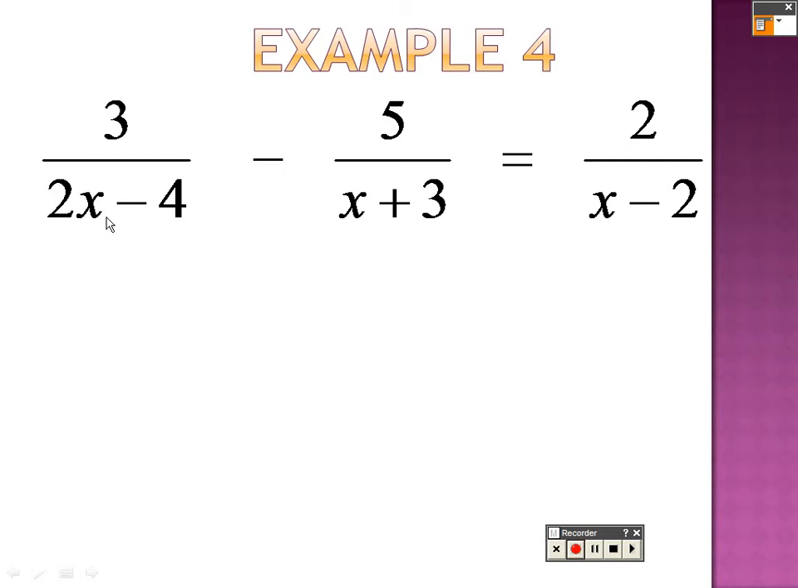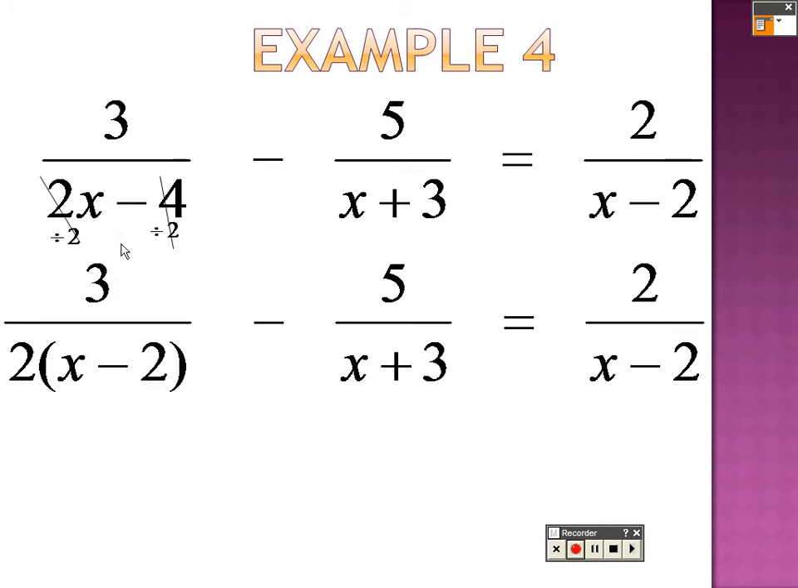This bottom, when I take a look at it, I can factor this. I can take a 2 out of it. So I take a 2 out of that. This is what I actually have. I have a 2 times x minus 2, an x plus 3, and an x minus 2 in the bottom. The reason why that helps is I notice that this one has an x minus 2 in it, this one does not, and this one has an x minus 2 in it. Which means, what is this one missing? It's missing an x minus 2.